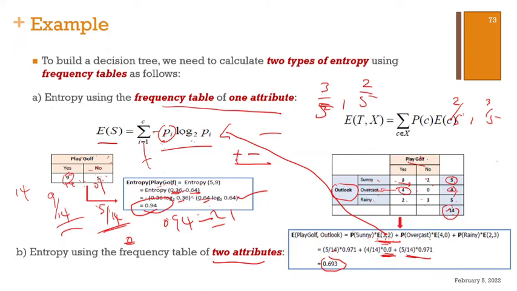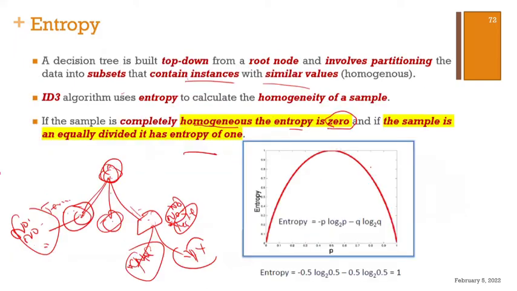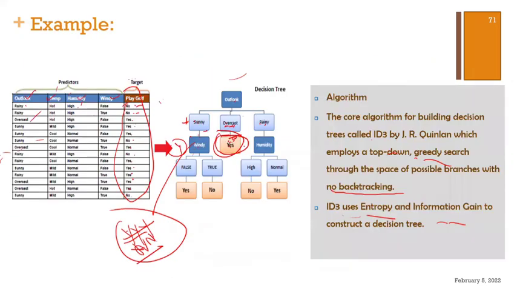We just calculated the entropy for play golf given outlook, only one attribute. So whatever you do to one attribute, we are going to do to the other attributes. As you do it to outlook, you do it to temperature, you do it to humidity, you do it to windy. You can see the procedure.